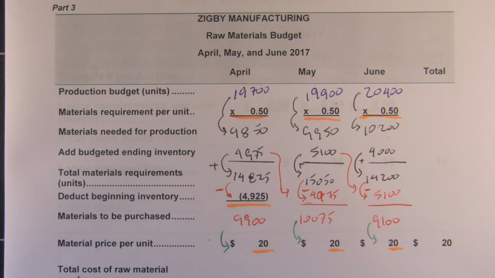Multiply each one of those by $20, and we come up with $198,000. We're going to need, for April's raw materials, $198,000. We're going to need $201,500 to obtain May's raw materials, and we're going to need $182,000 to obtain June's raw materials.